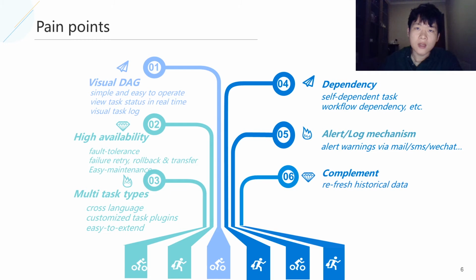The fifth is about the alert mechanism, which is a very important point of different systems. We need to trigger alerts in time when different exceptions occur, and we provide several alert mechanisms. And the last one is complement, which means we can make remediation when an exception occurs and rerun tasks.